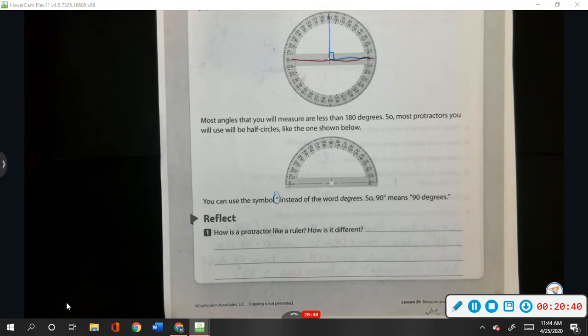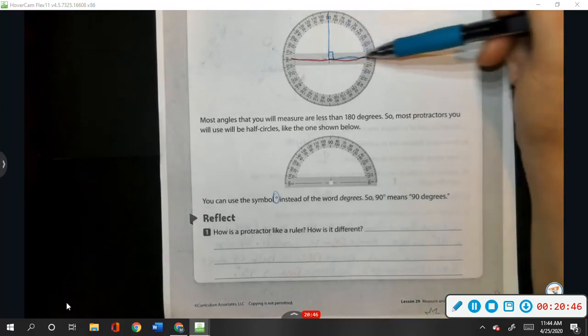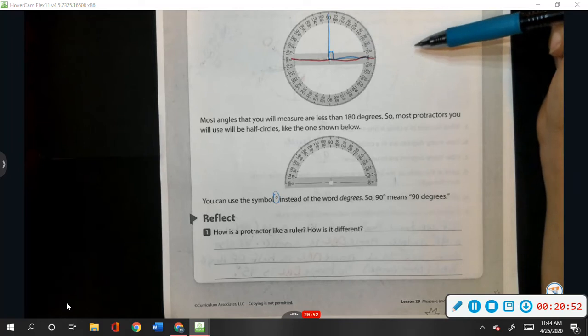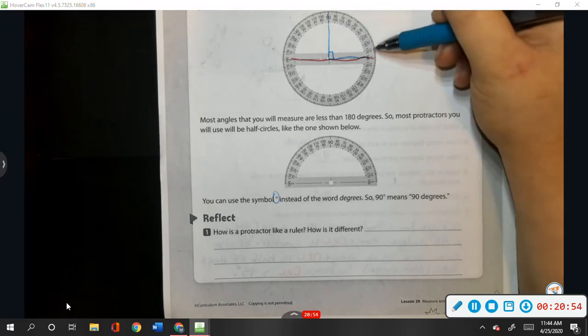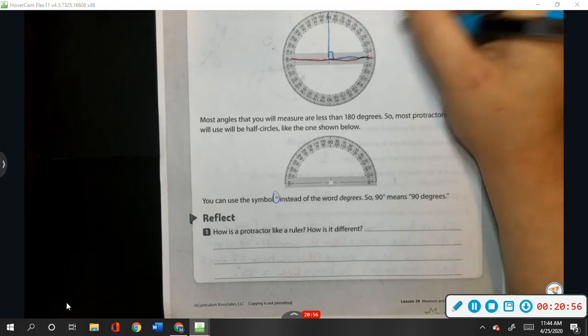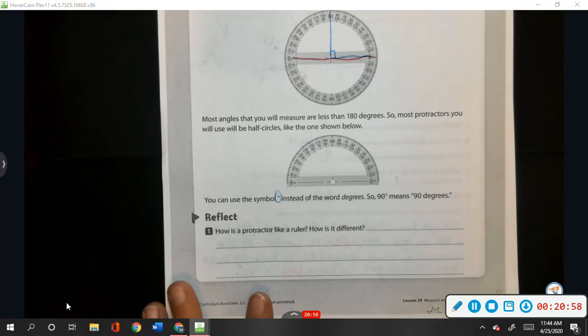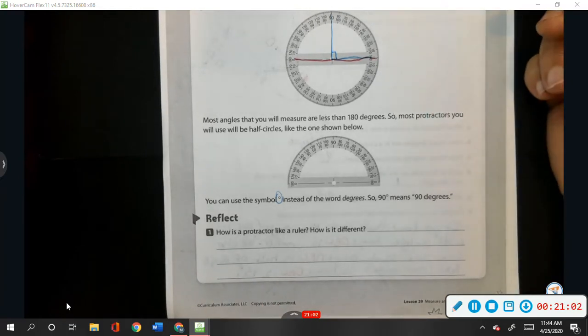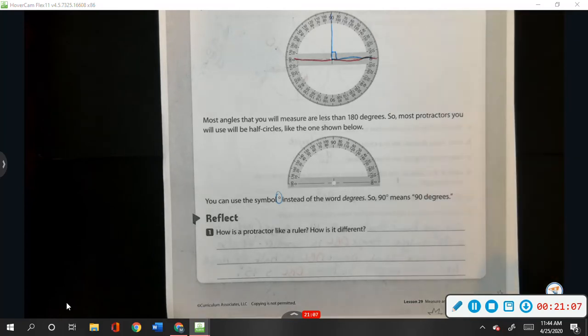How is a protractor like a ruler? How is it different? Take a look. How does this look like a ruler? Well, you could say it looks like a ruler because it has numbers in order and short marks, just like a ruler. So, how is it different? It's different because it's round instead of straight, right? And the numbers count by tens instead of ones.